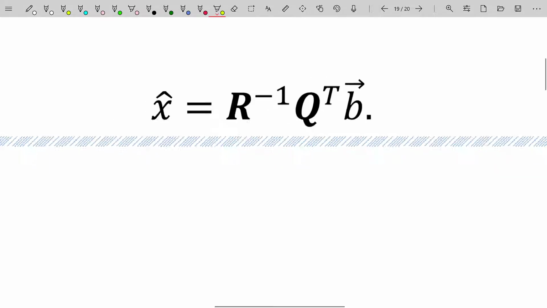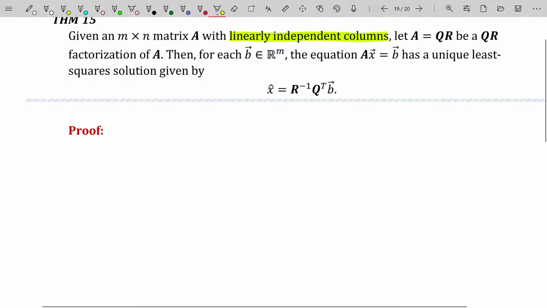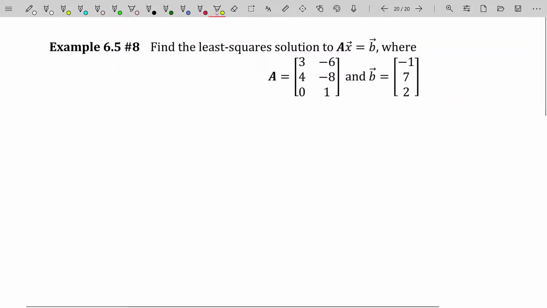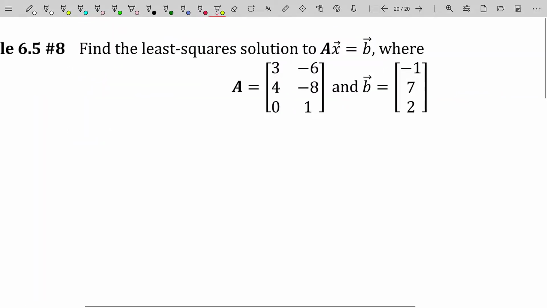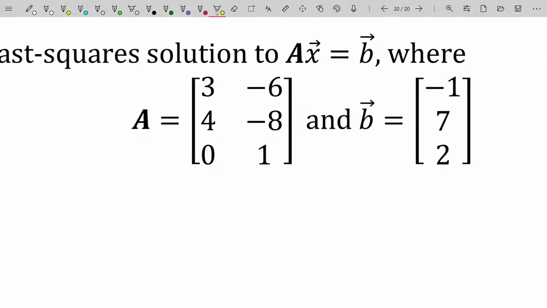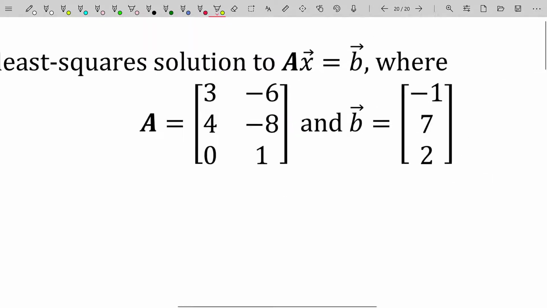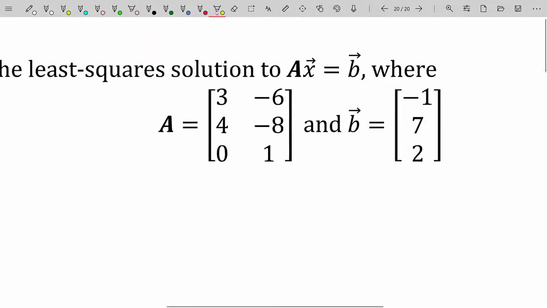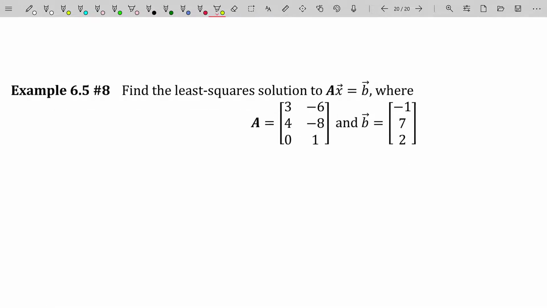Now, before going in and actually proving this, we'll actually do it again like we have been doing lately at the end of the video. Let's go ahead and dive into an example to showcase how this is done. Find the least squares solution to Ax equals B, where A is this matrix right here and B is that vector right there. And we're going to do this using a QR factorization.